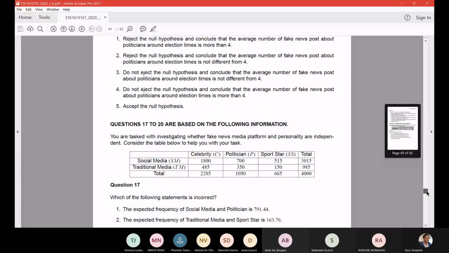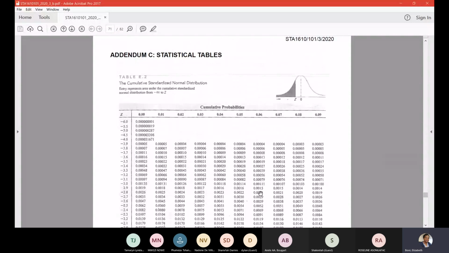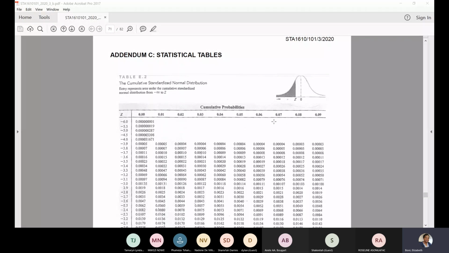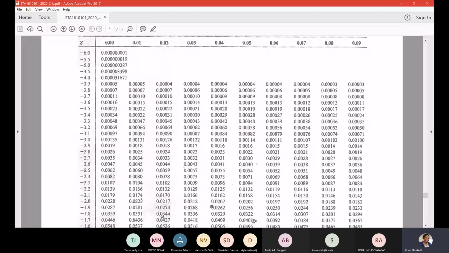Okay, so we need to look for table E2. There we go. This is our table. Make it bigger so that everybody can see. We know that we're looking for 2.17. Remember that? Our Z less than minus 2.17. And this is the negative side of the table.